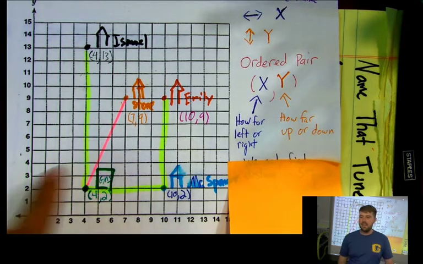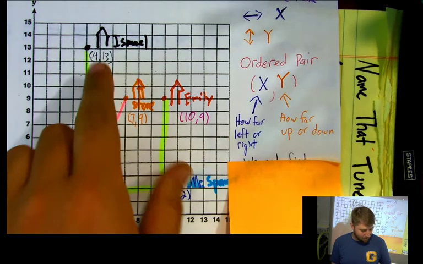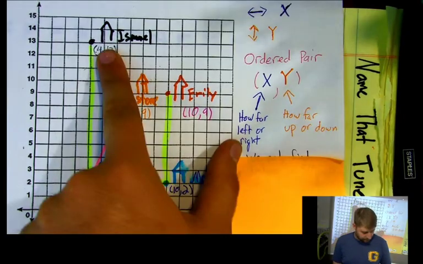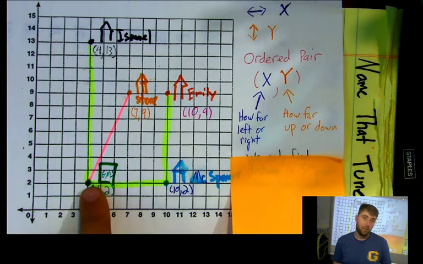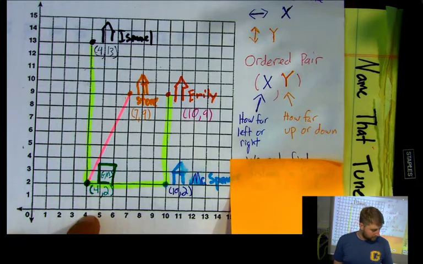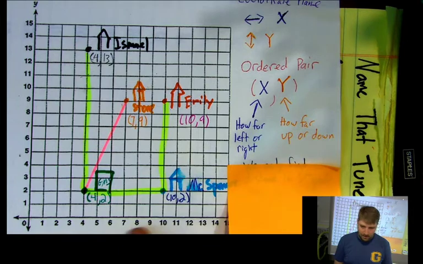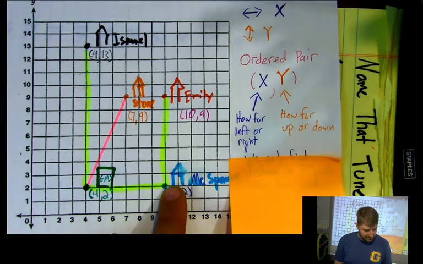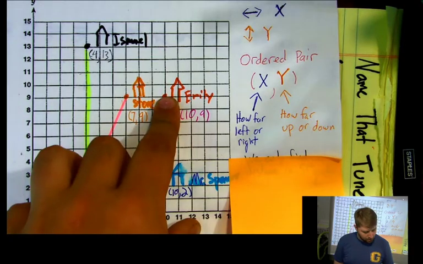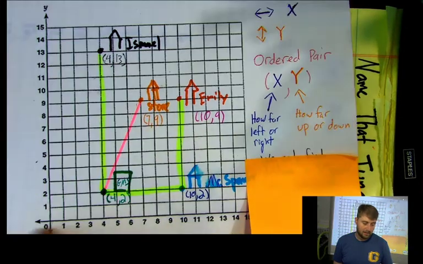Now you can tell we've already labeled these points of the different things. Ishmael's house is at the point 4, 13. So we went right 4 and then up 13 to get there. Goodlettsville Middle School is at the point 4, 2. So we went right 4 spots and then up 2. Mr. Spencer's house at 10, 2. Again, we went right 10 and then up 2. Emily's house at 10, 9. So we went over 10. Up 9, and then the store was 7, 9. We went right 7 and then up 9.